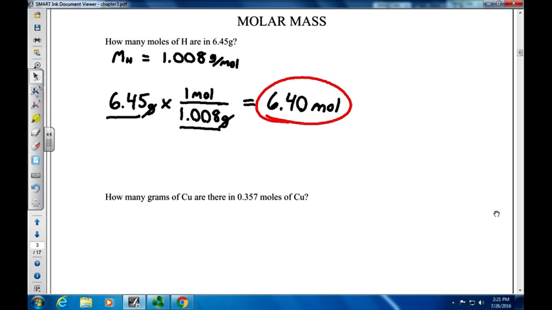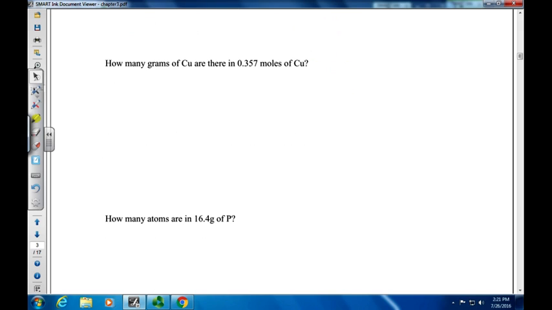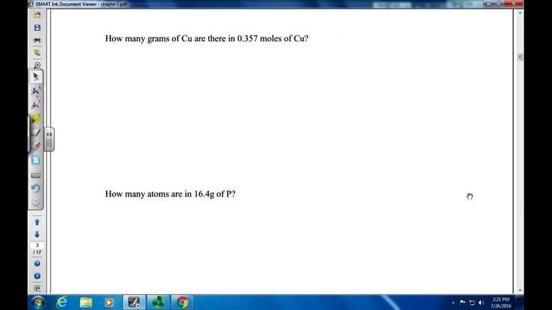Next example. How many grams of copper are there in 0.357 moles of copper? Again, we're going to want to find the molar mass of copper. And you do that by looking at your periodic table. Once you've looked there, you'll find that the mass of copper, denoted M sub Cu, is 63.55 grams per mole.